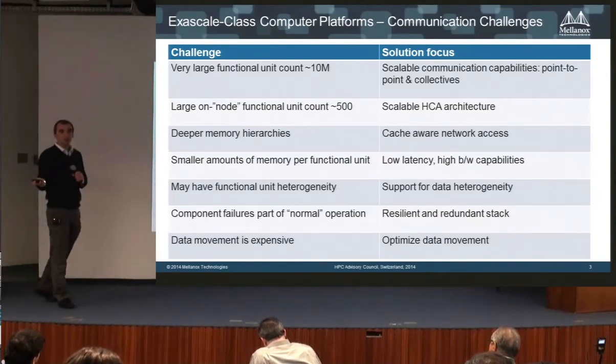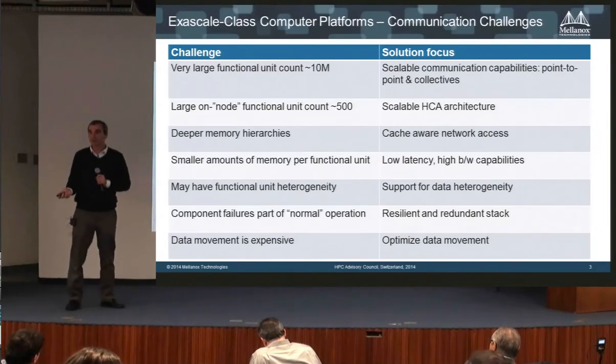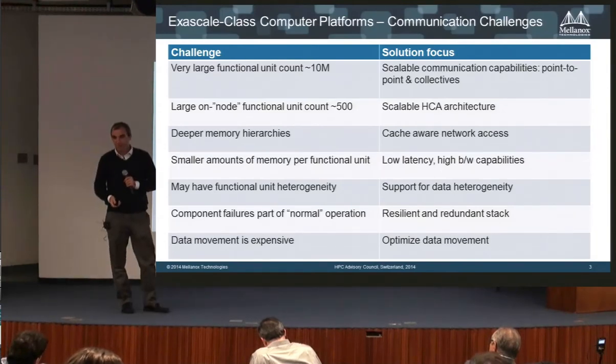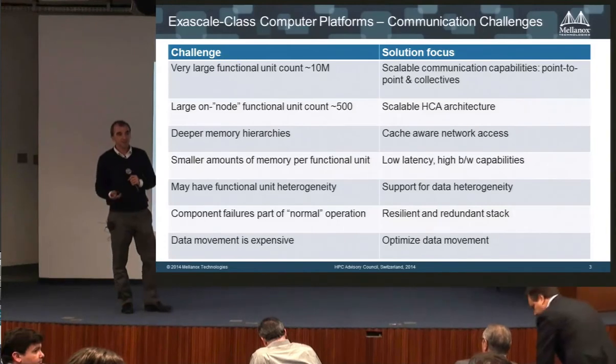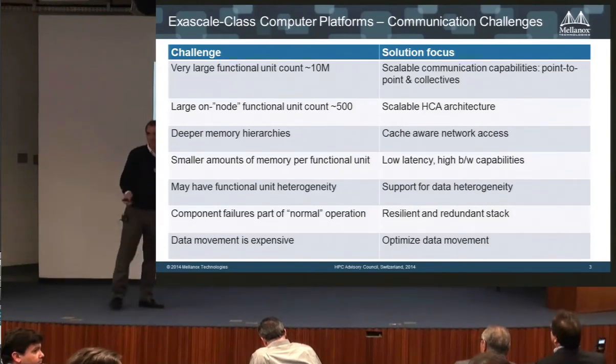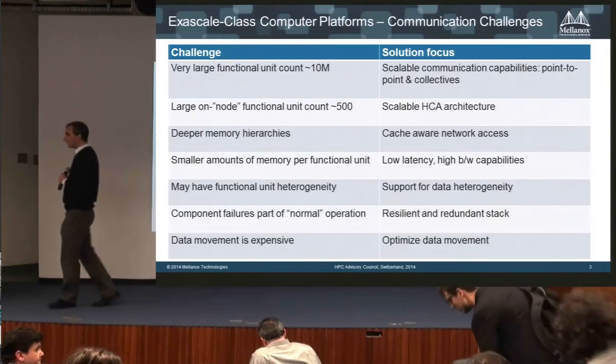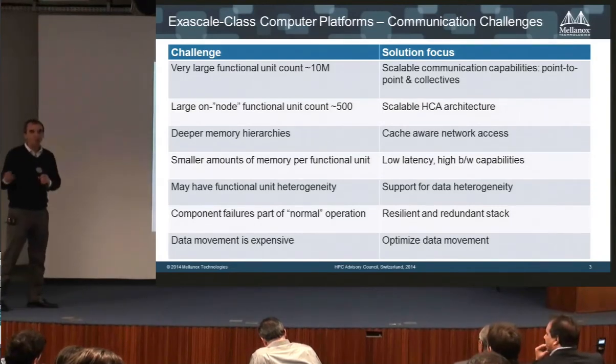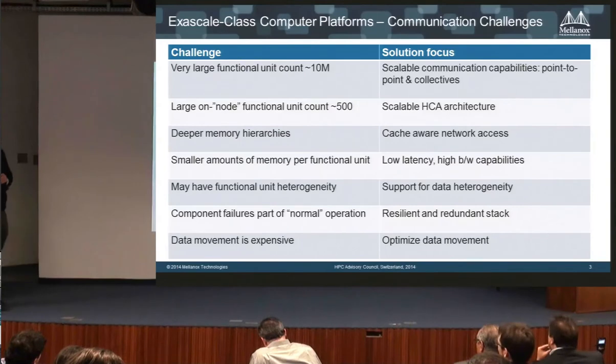Functional units: these cores are not necessarily all the same. There have been talks during the previous sessions about the ubiquity of GPUs in modern clusters. That's a trend that we recognize as something that is here to stay. So we understand that the interconnect needs to serve not just a homogeneous type of core.